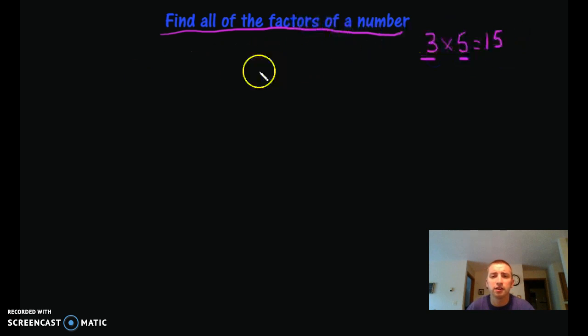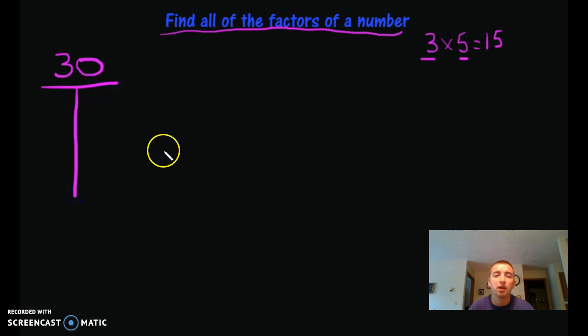Right? So if we're going to find all of the factors of a number, let's do 30. So we're going to find all of the factors of 30. I'm going to start by making a t-chart, and we're always going to start with the most obvious one, 1. Well, we know 1 times 30 equals 30. So on my other side of my t-chart, I'm going to put 30. So 1 and 30 go together. 1 times 30 is 30.